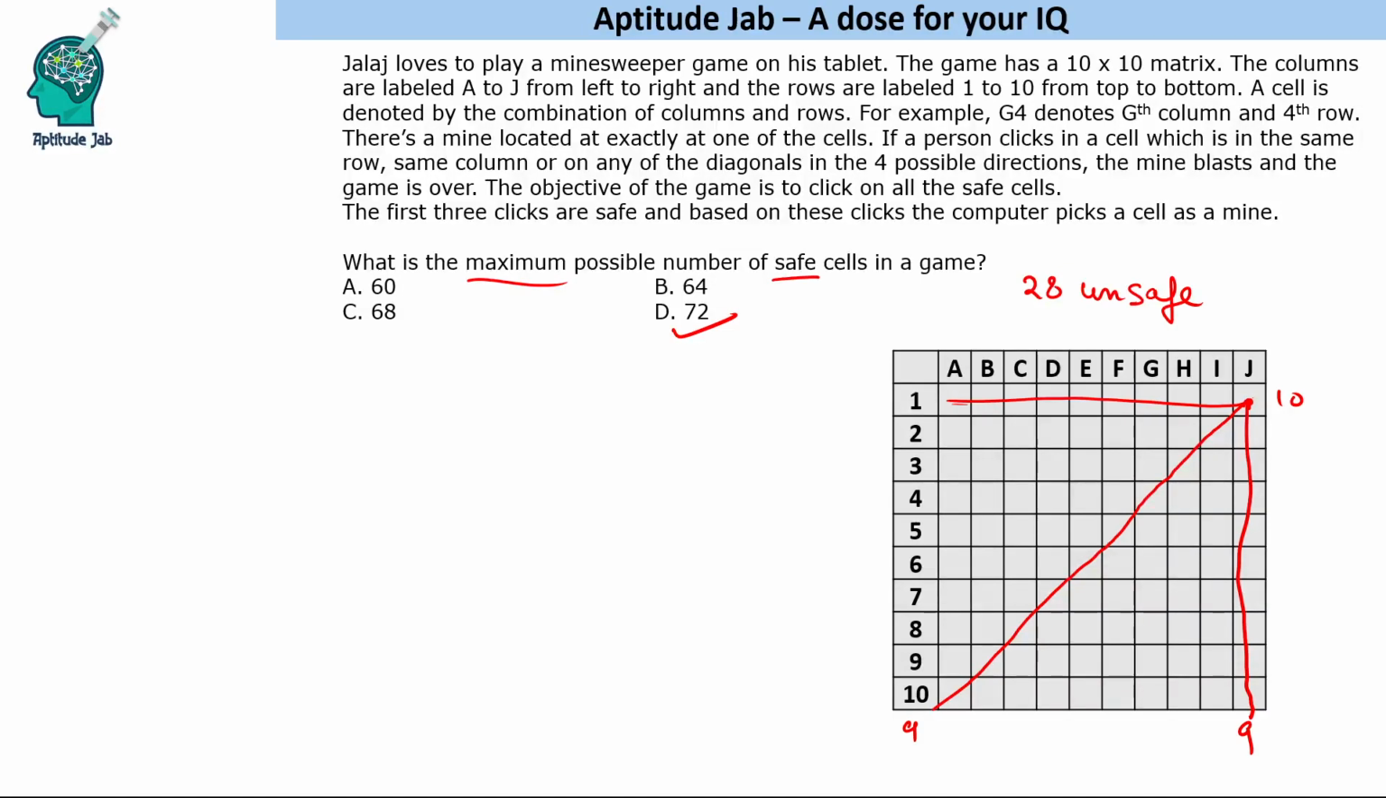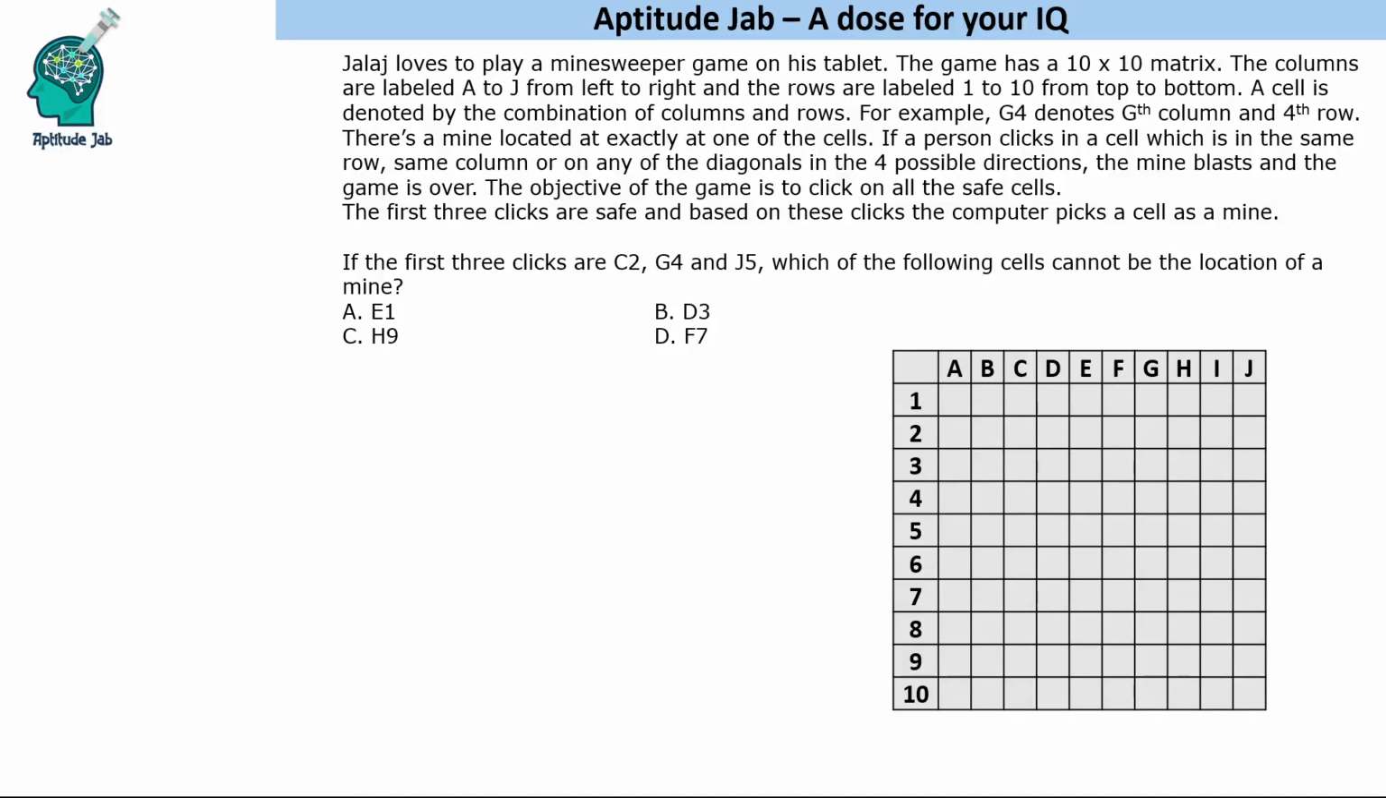Next question. If the first three clicks are C2, G4 and J5, which of the following cells cannot be the location of a mine? Obviously these have to be safe cells. Now see this thing, no need to draw these things, I'll tell you how. Suppose, let's say J5. If I take J5, any of the cells in row 5 will not be the location of a mine.